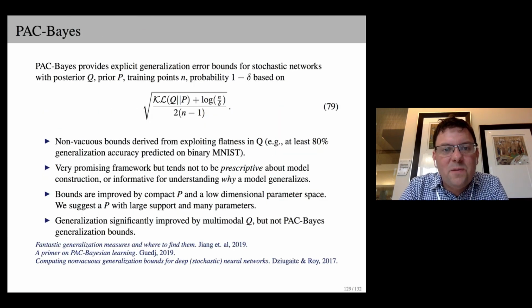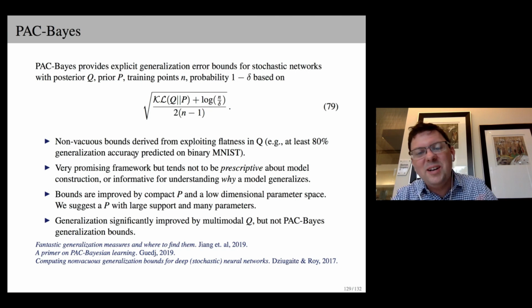PAC-Bayes has been a very exciting approach for deriving explicit generalization error bounds in stochastic networks with posteriors Q, prior P, and training points N. The PAC-Bayes generalization error bounds are based on this term in equation 79, and recently people have derived non-vacuous bounds exploiting flatness in Q, with at least 80% generalization accuracy predicted on binary MNIST. So this is very exciting. It's a promising framework, but it tends not to be prescriptive about model construction or informative for understanding why a model generalizes. So in a sense, it's very complementary to what we've been describing so far in this tutorial.